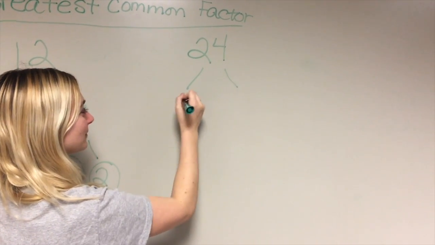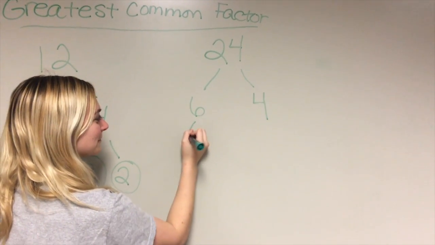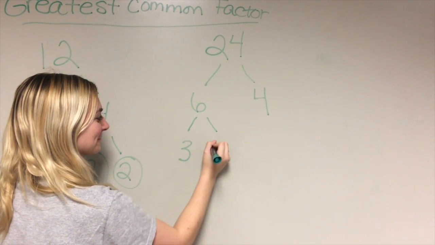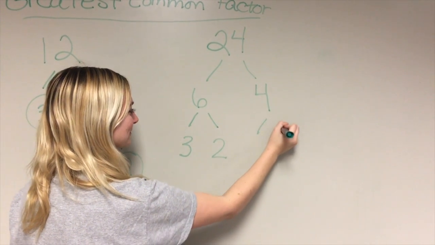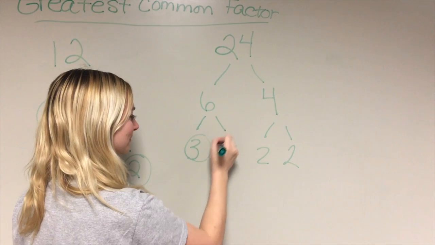Next, we do the same process for 24. First, we write the number on top and factor it. In this case, we factored in 6 and 4. Then 6 can continue to be factored into 3 and 2, but we stop there because they're both prime. 4 can also be factored into 2 and 2.